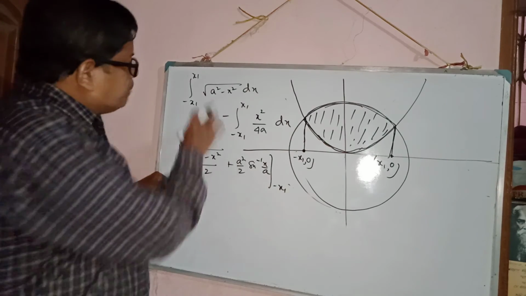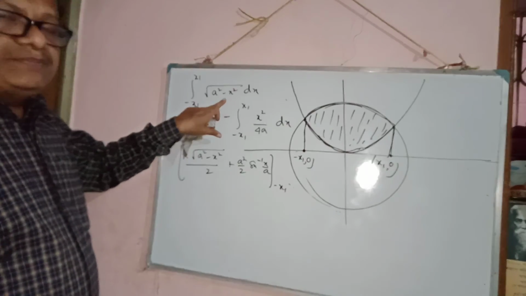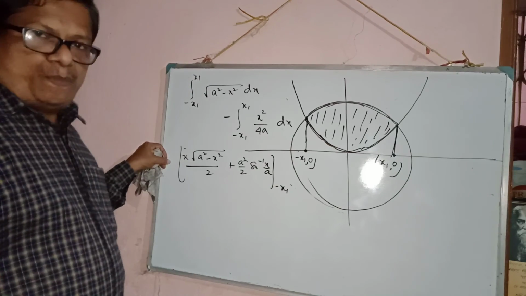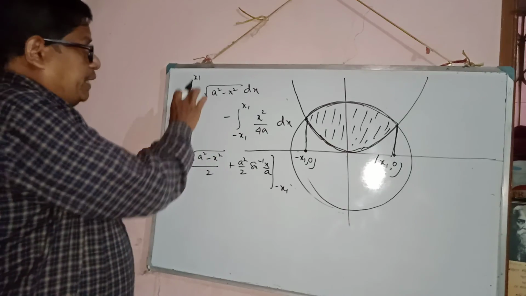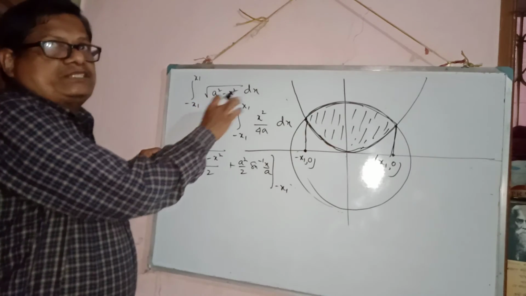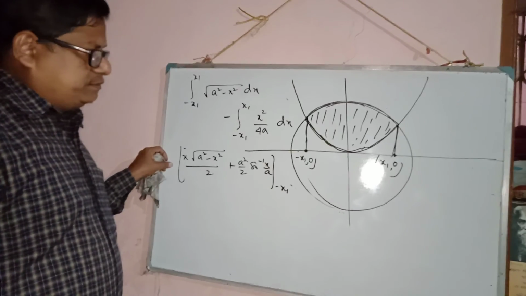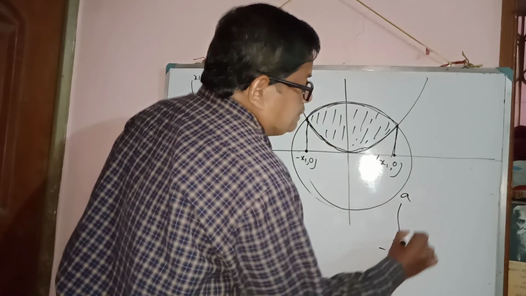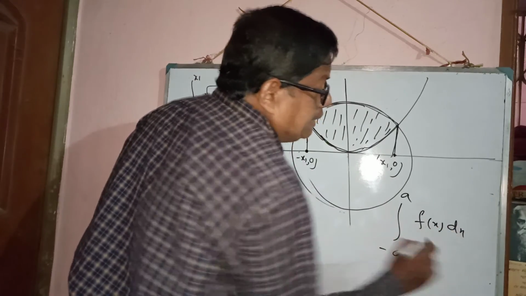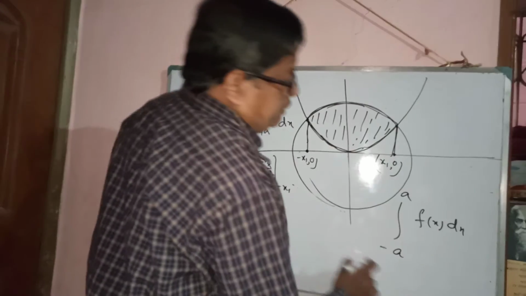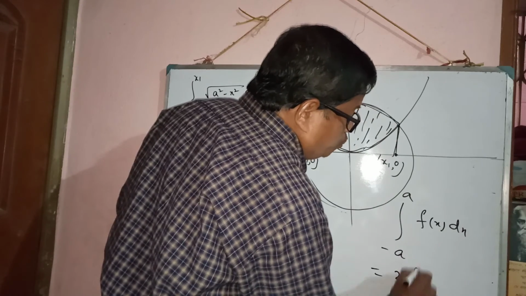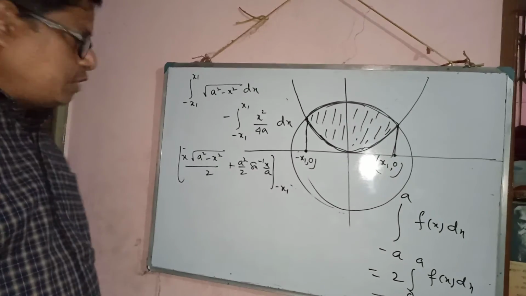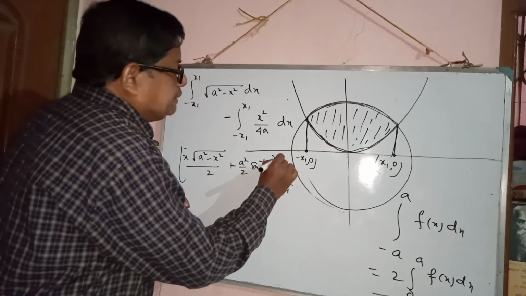Actually, listen one thing. This function is an even function. So we can write this part as 2 into 0 to x1, root under a square minus x square dx also. No problem, you can write. Here also, all of you know, minus a to plus a f of x dx, if this is an even function, then the value will be 2 into 0 to a f of x dx. Okay, you can apply that also. Otherwise you put the value, no problem, you will get the result.